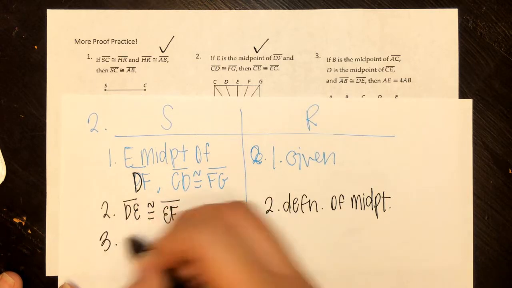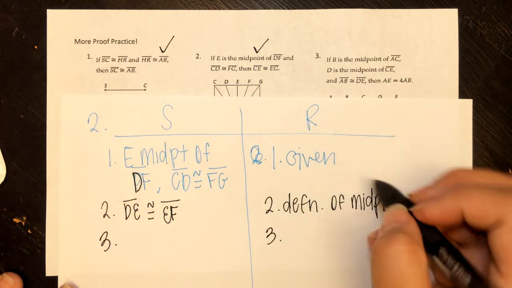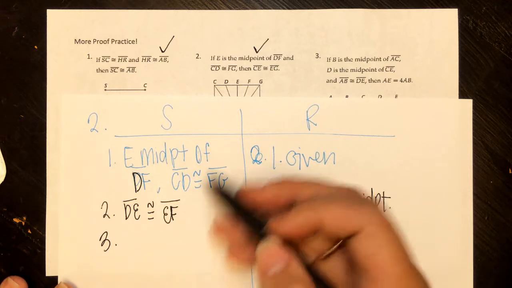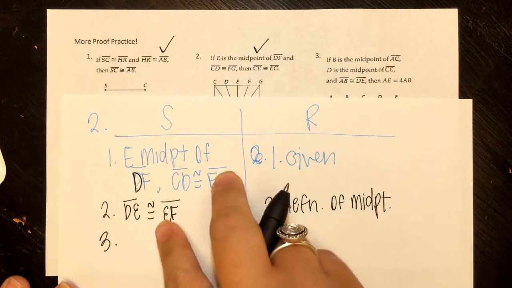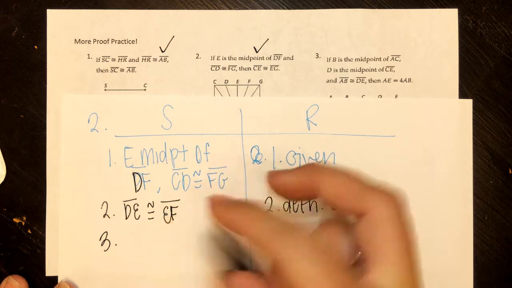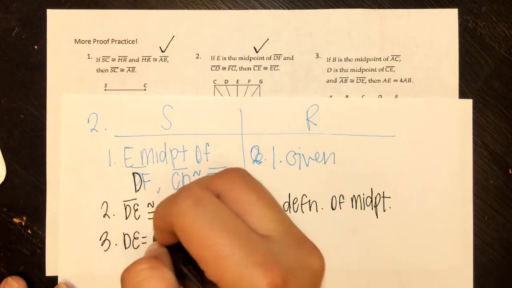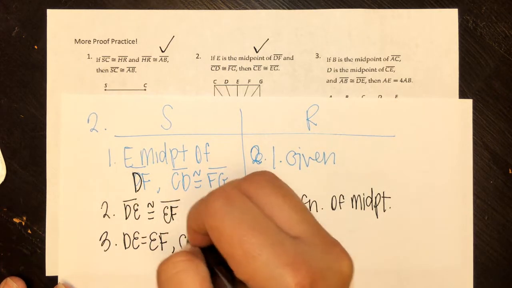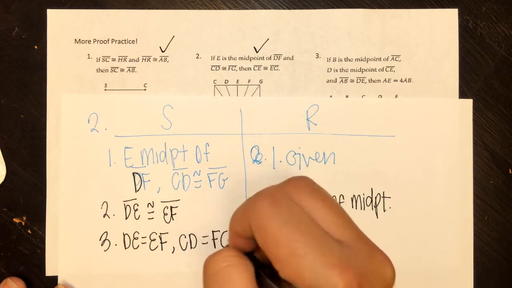Step 3, I would go ahead and take care of all of my congruency symbols. So I'm putting this one and this one in the same step. So DE is equal to EF, and CD is equal to FG.